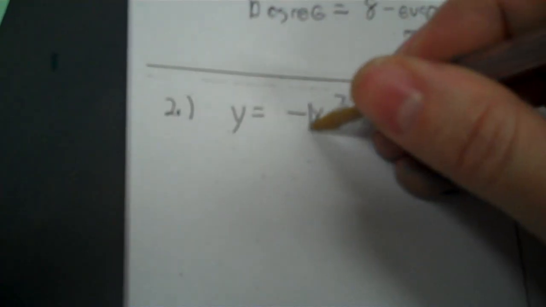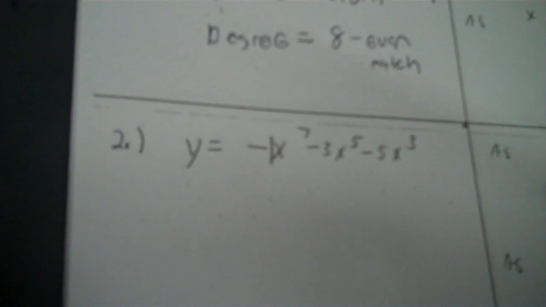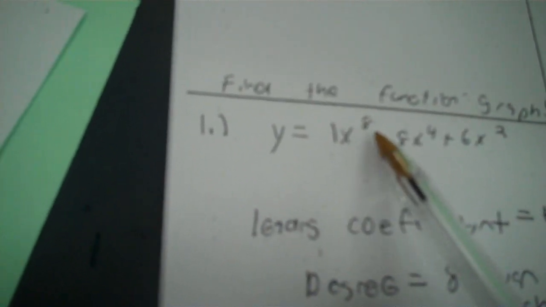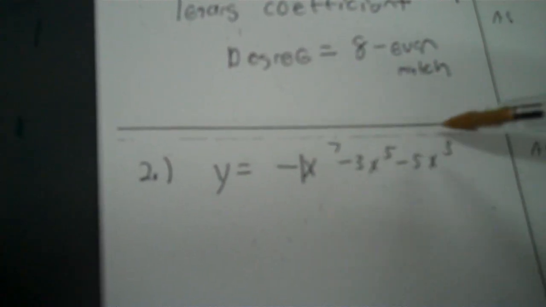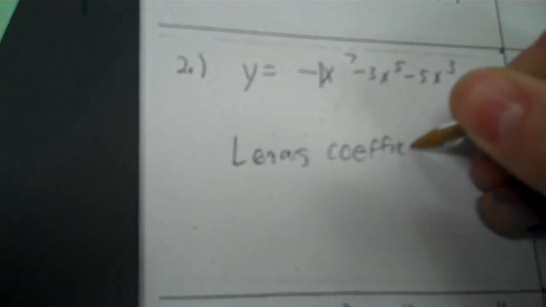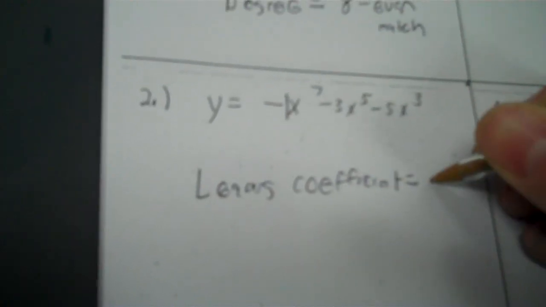Okay, number 2, y equals negative 1x to the 7th minus 3x to the 5th minus 5x to the 3rd. As you can see, these are ordered properly: 8th power, 4th power, 2nd power, 7th, 5, 3. It's got to go from highest to lowest. So the leading coefficient is negative 1, and the degree.